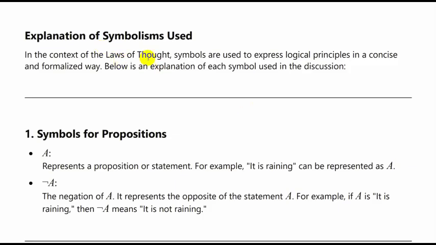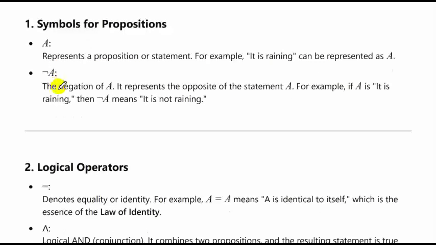In the context of law of thought, symbols are used to express logical principles in a concise and formalized way. So let's look at the different symbols used. We can use any symbol in capital letters to represent a proposition or a statement. For example, it is raining can be represented as just A.